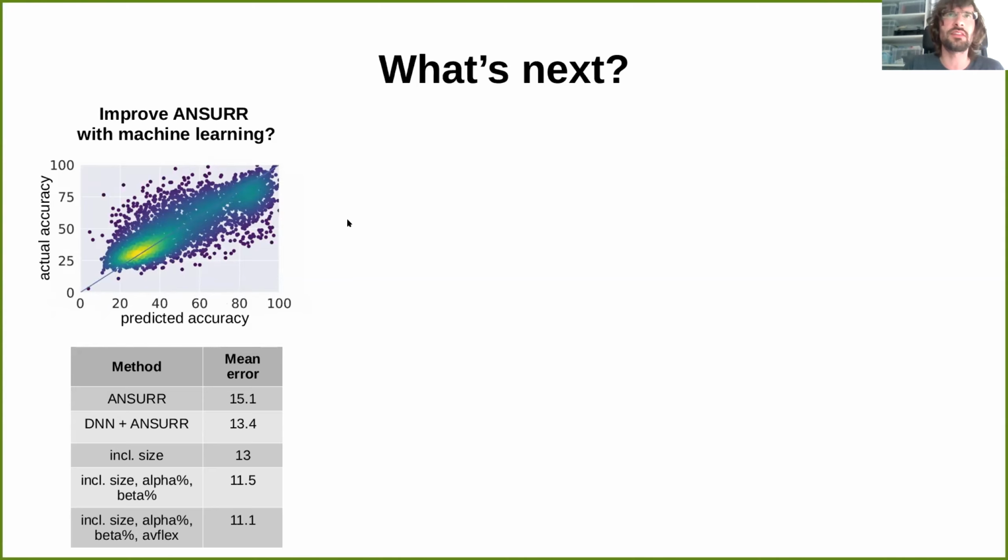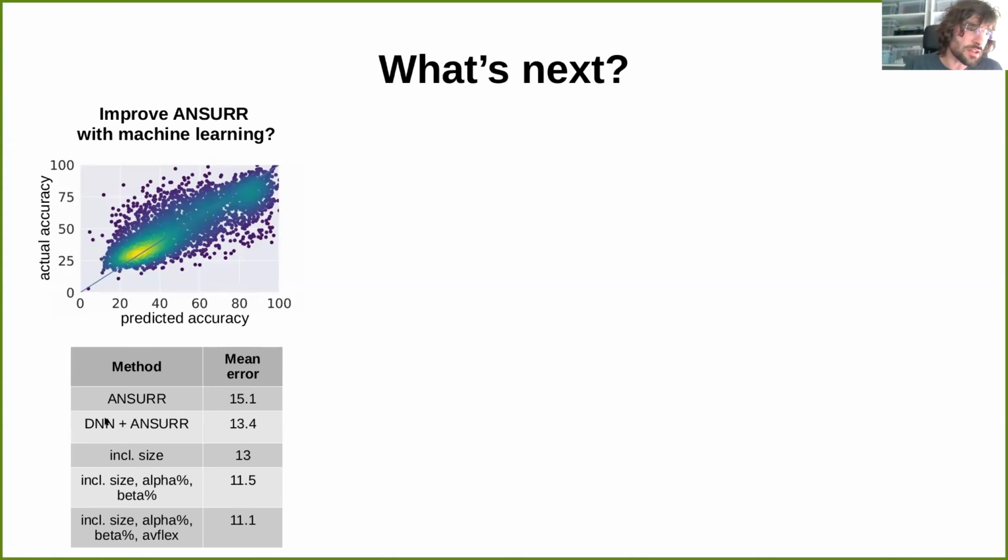But I've always suspected that ANSURR scores might be somewhat dependent on the type of structure being validated. For example, an alpha helical protein might by default score better than a beta sheet protein. So to look into this, I started playing around with deep neural networks. And I found that if I just put the ANSURR scores into a deep neural network, then the prediction of decoy accuracy is improved.